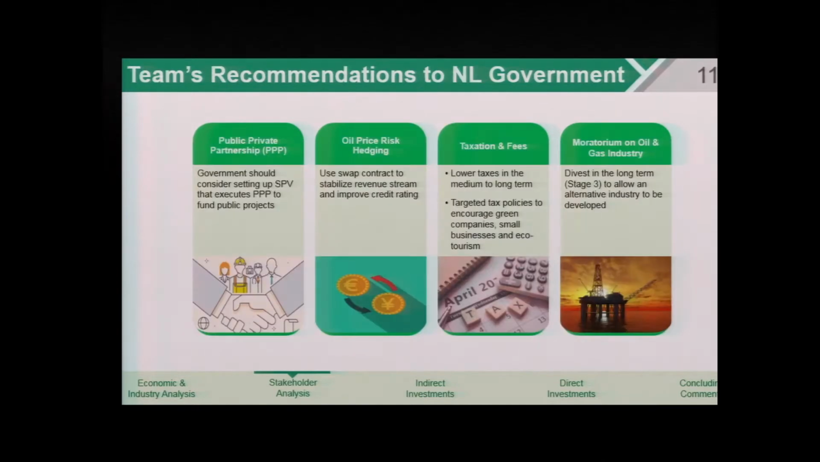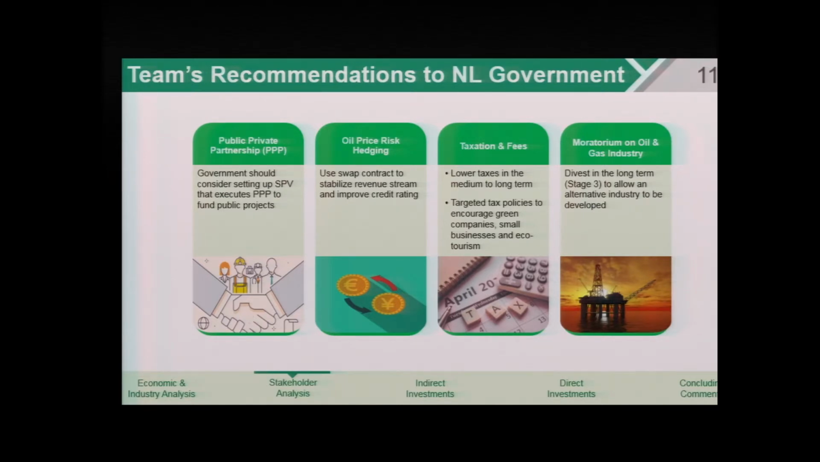Given this understanding, we came up with some recommendations for the government. One, we recommend that the government set up a special purpose vehicle that seeks to use private funds to fund public projects. This allows the government sufficient funds to meet its growing expenditure needs without raising taxes or increasing debt in the short term. We also know that it's important for a government to have stable revenue. This is why we recommend that the government swap its volatile oil revenue for a more stable one. This may also help the government increase its credit rating.